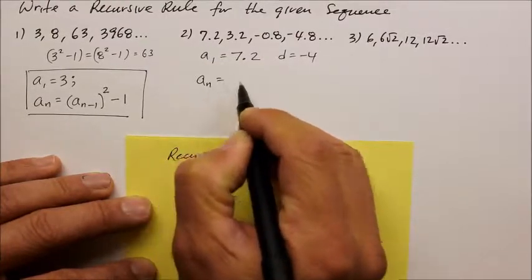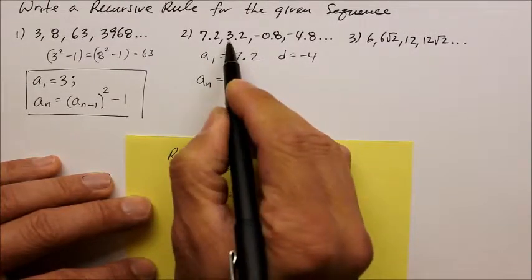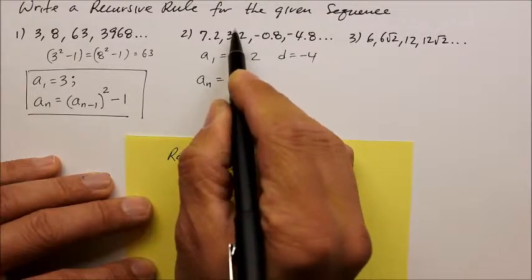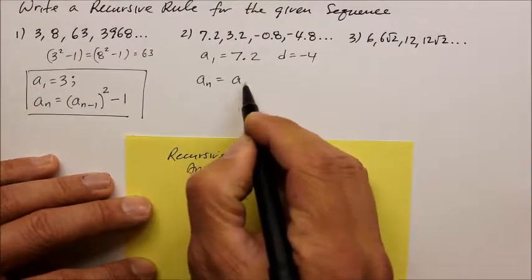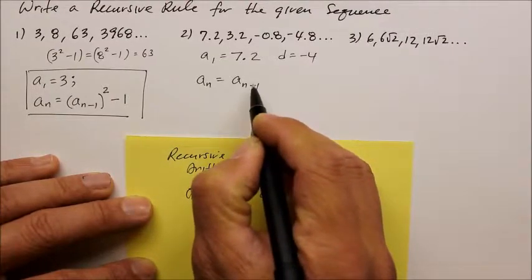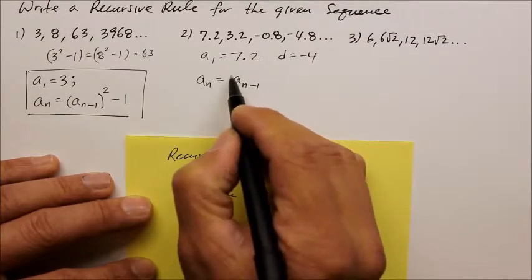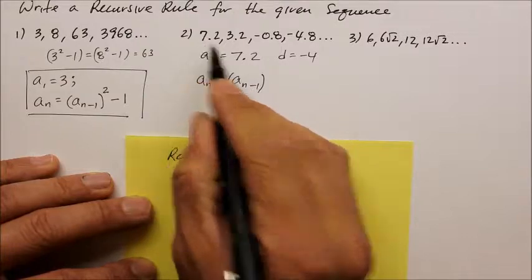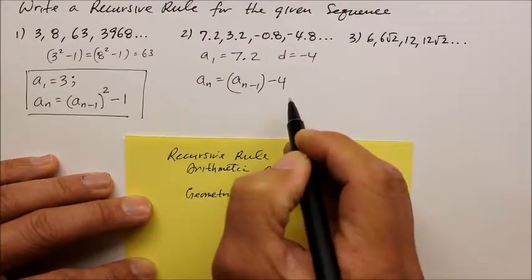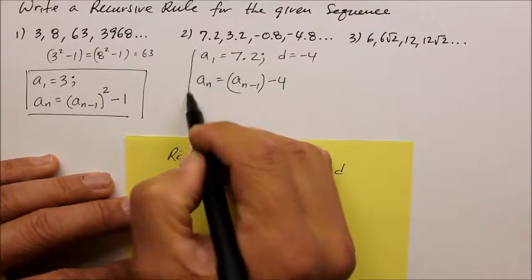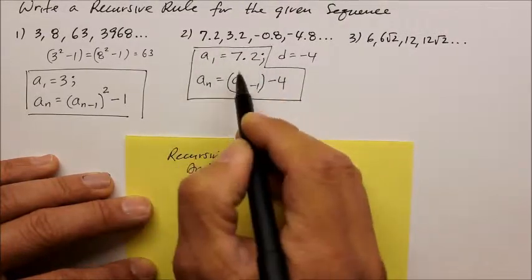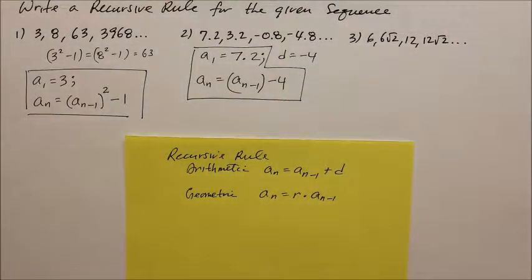A sub n is equal to, well, if we start from 3.2, one before that was a sub n minus 1. And what are we doing with that a sub n minus 1, the previous term? Whatever that was, we're subtracting 4. And that's the rule. And here's our initial term indicator. There it is. Yeah, that's the answer.